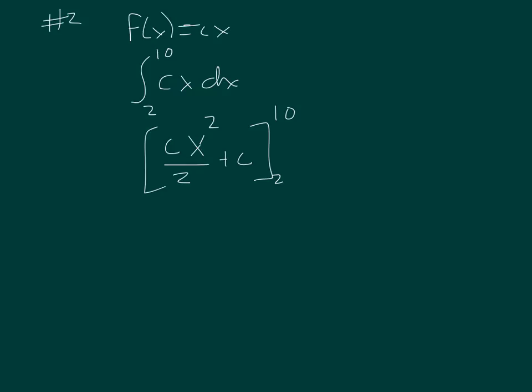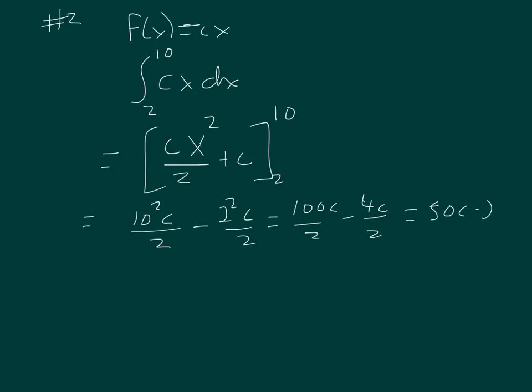So what happens here is if I substitute in the 10, I'm going to get 10 squared times c over 2, minus, if I put the 2 in now, 2 squared times c over 2. And that leaves me with 100c over 2 minus 4c over 2, or 50c minus 2c, which is 48c.